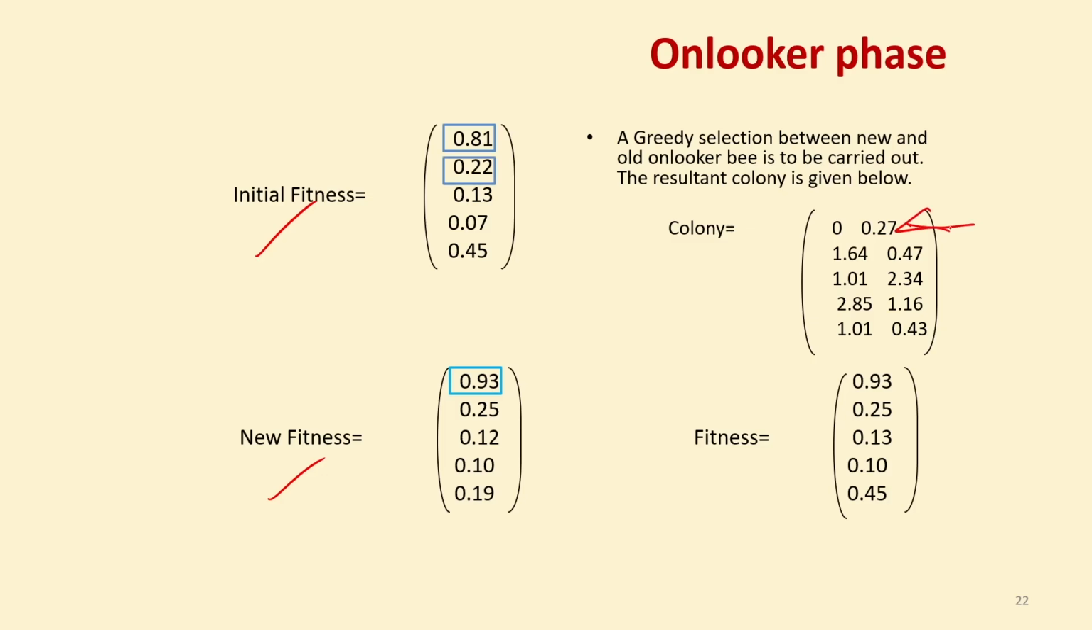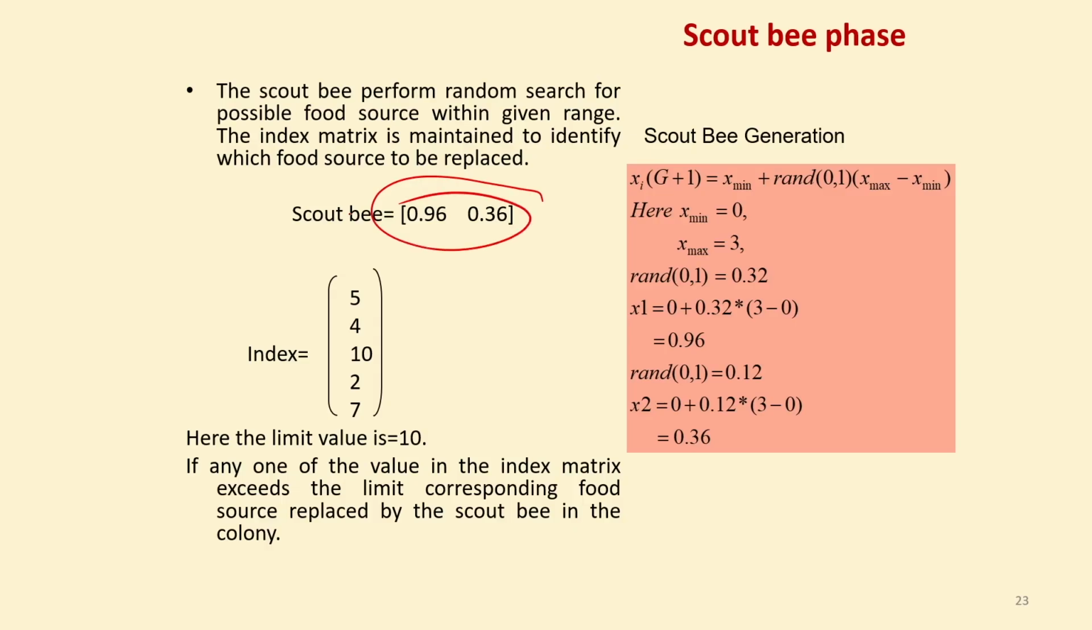Next one, 0.22 and 0.25, which is greater? 0.25 is greater. So the 0.25 fitness value is taken here. Likewise we have to go for all the other cases, right. So up to this the onlooker phase is over. Now randomly you are generating these two numbers under the scout B. See how the scout B is generated: 0.96 and 0.36, you are generating these randomly, and for this scout B phase we are generating the index. So the limit is 10. Based on that, the index value, the scout B value is updated.